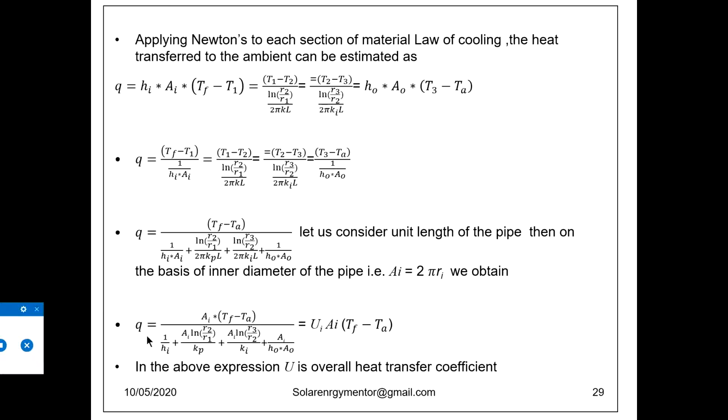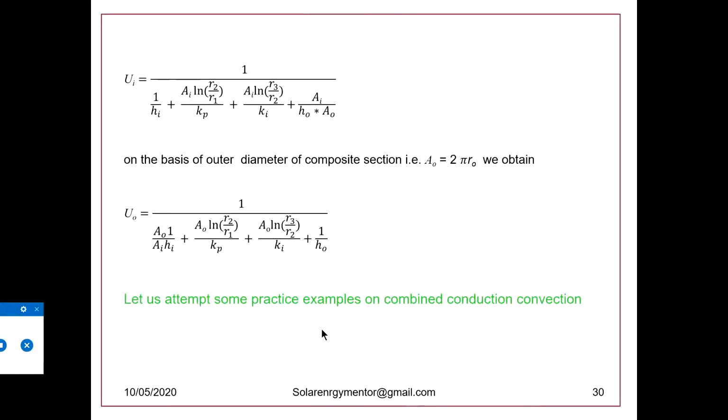So we obtain Q is equal to AI. So this expression is for Q. Now Q is equal to AI into TF minus TA over 1 by HI plus and so on. So this is the expression. If we model this equation as an overall heat transfer coefficient, then AI and TF minus TA remain the same. So UI represents this part of the equation. AI and TF minus TA cancel, and you get an expression for overall heat transfer coefficient in the combined conduction and convection mode.